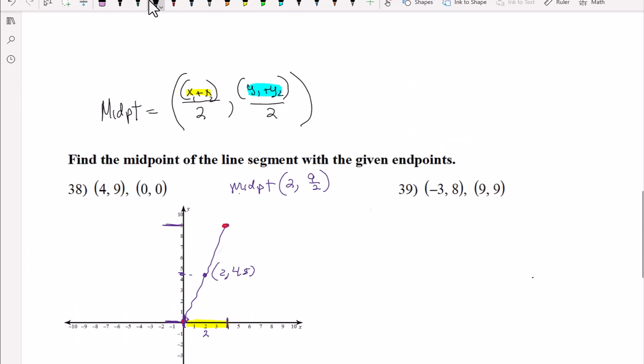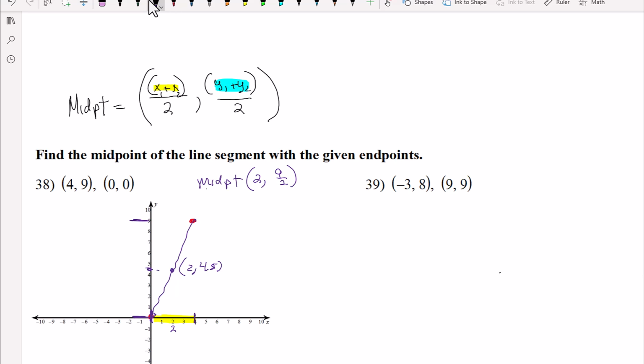Rather than writing it out in the formula like this, let's do the formula way. Midpoint: 4 plus 0, divide 2, comma, and then 9 plus 0, divide 2, and then obviously simplify. So 4 plus 0 is 4, divide 2, 2, and then 9 plus 0 is 9.